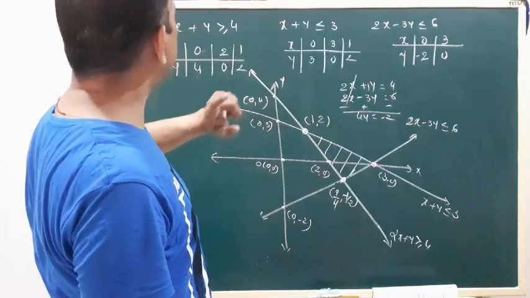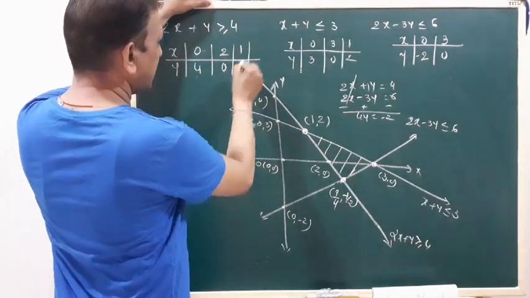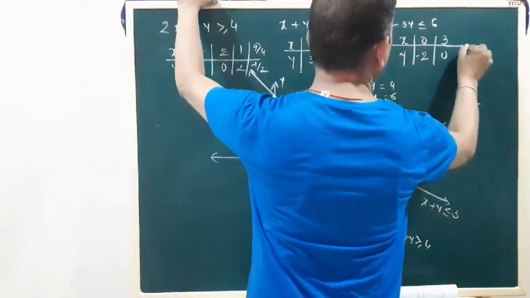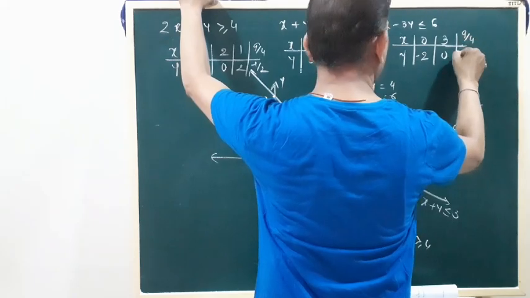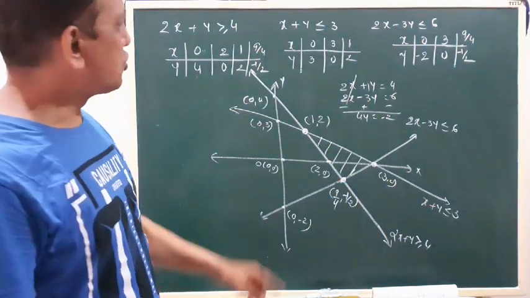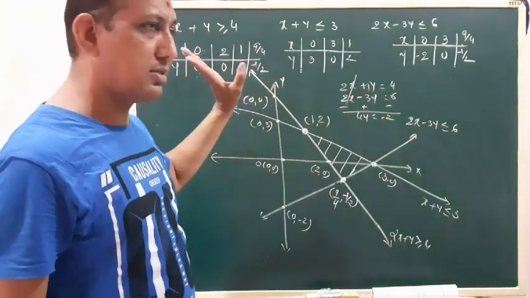Okay, 4 and 6 here. Now write here 9 by 4 and minus 1 by 2. Look, whenever more than 2 equations are given, we can never use the elimination method first.